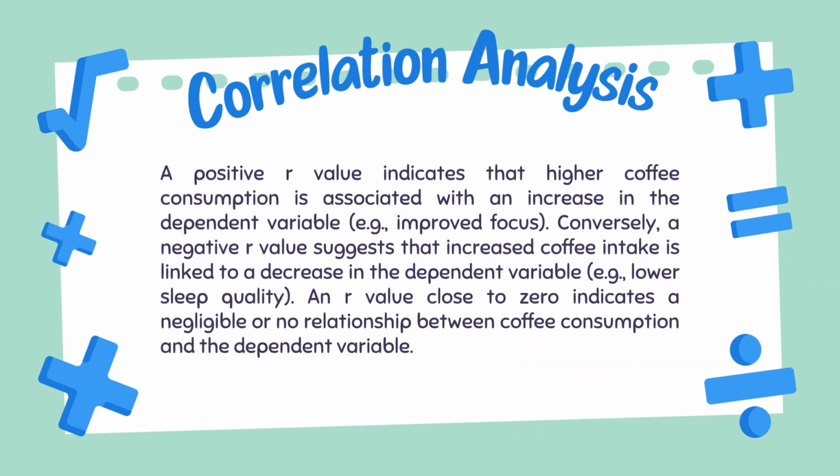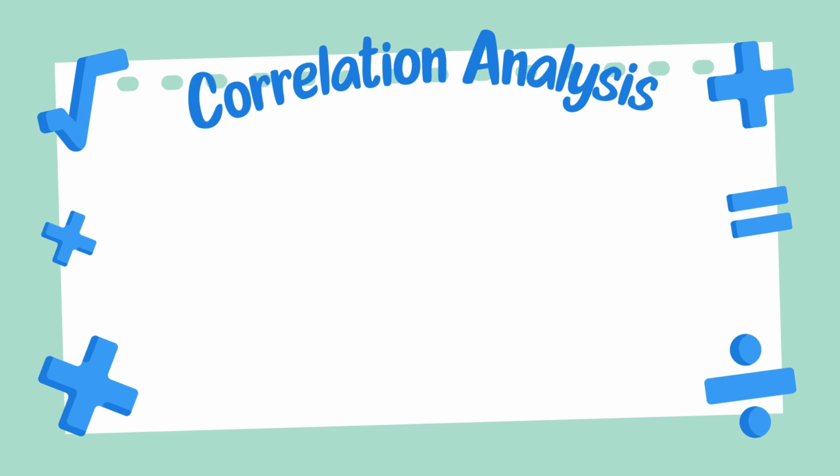A positive R value indicates that higher coffee consumption is associated with an increase in the dependent variable, for example, improved focus. Conversely, a negative R value suggests that increased coffee intake is linked to a decrease in the dependent variable, for example, lower sleep quality. An R value close to zero indicates a negligible or no relationship between coffee consumption and the dependent variable.